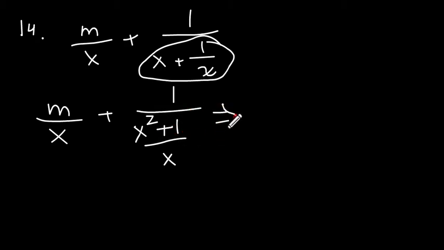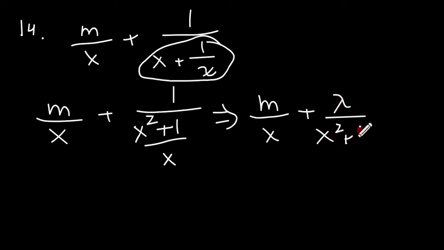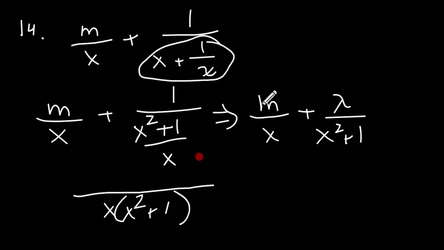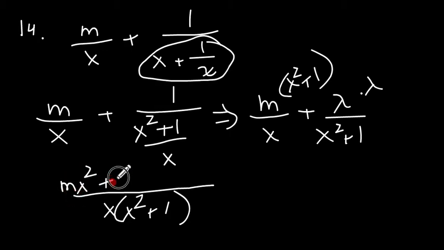Then we do our good old flippy-de-doo. So m over x plus x over x squared plus 1. Then we have to find the common denominator of those denominators, which is x times x squared plus 1. This one needs an x squared plus 1, and this one needs an x. So distribute all that through, so you get mx squared plus m plus x squared. And that is it.